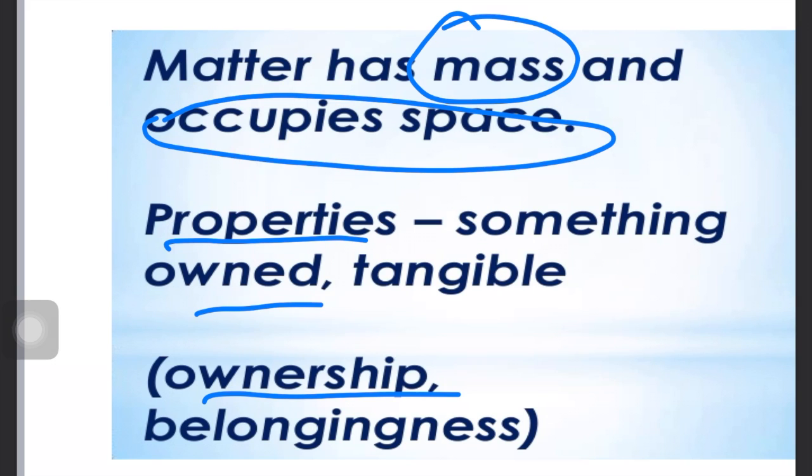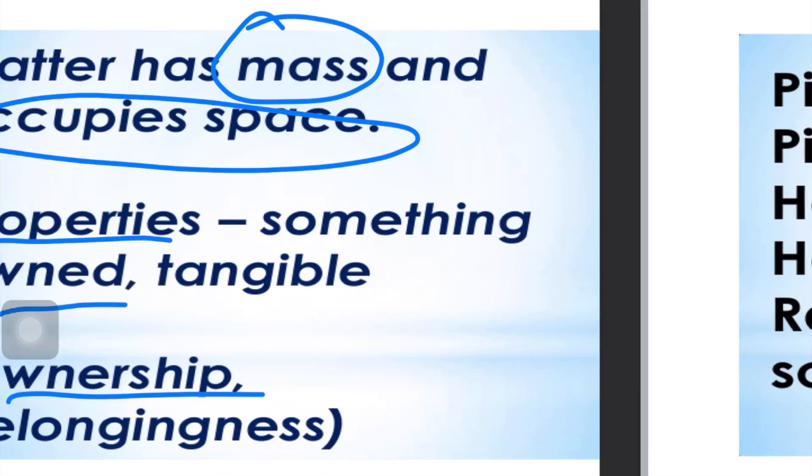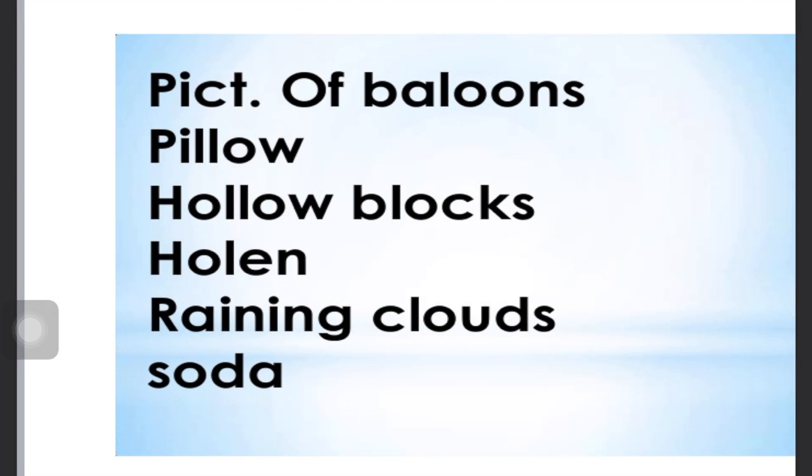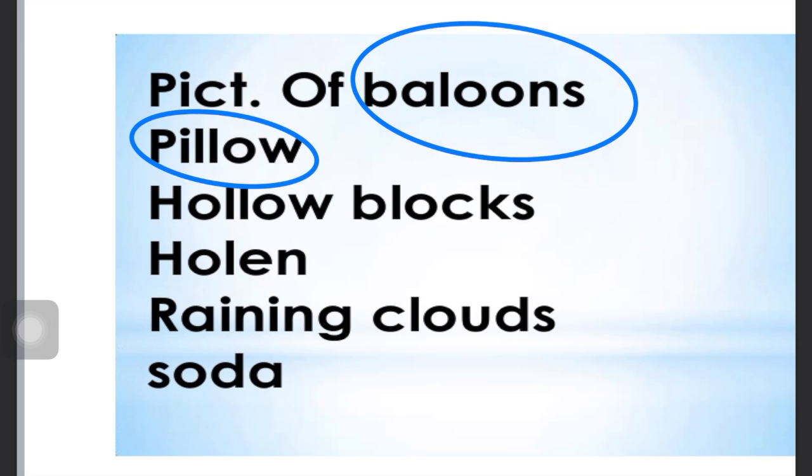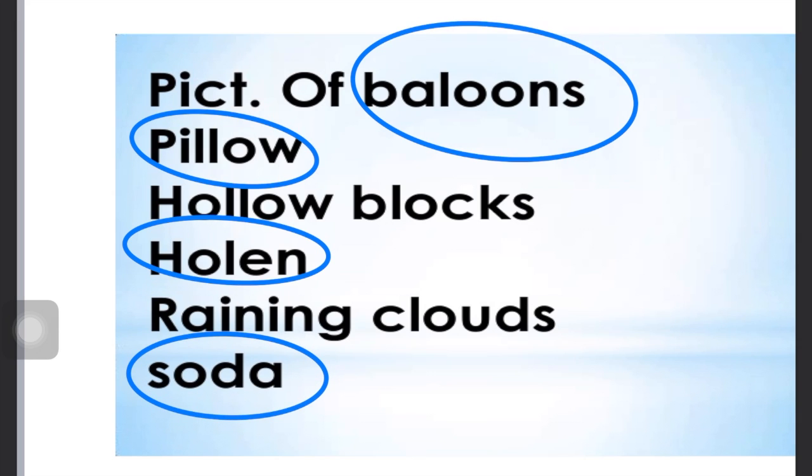But matter is about mass. Matter can be liquid, solid, some different things that occupy space when it spreads out. Examples are balloons, a pillow, hollow blocks. You know hollow blocks? Hollow blocks are used to build a house. Also marble, raining clouds, or soda.